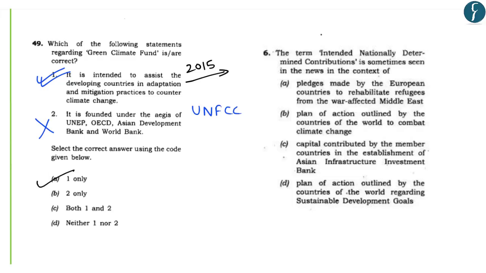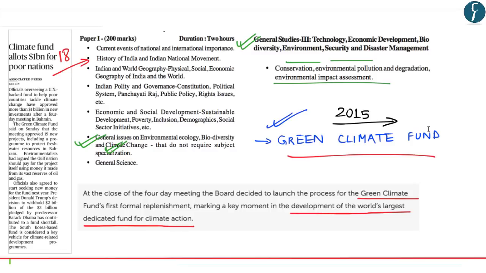correct answer. Further, this particular question was asked in the year 2016 and this was on intended nationally determined contribution. It says the term intended nationally determined contributions is sometimes seen in the news in the context of. In this, B was the correct answer, that is, plan of action outlined by countries of the world to combat climate change. So we see questions have been asked on climate change in successive years. In 2015, the question was on Green Climate Fund, and in 2016, the question was asked on INDC, that is Intended Nationally Determined Contribution, which is a plan of action outlined by countries of the world to combat climate change. So we understand that this particular news on Green Climate Fund becomes extremely important.